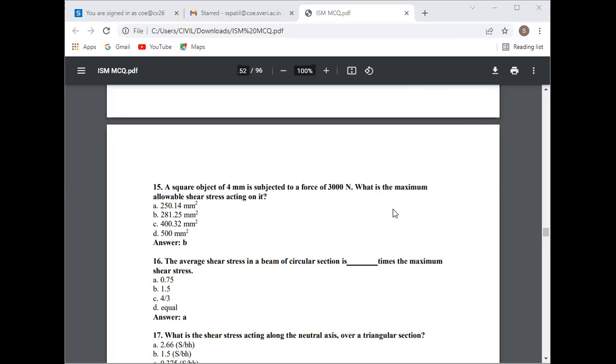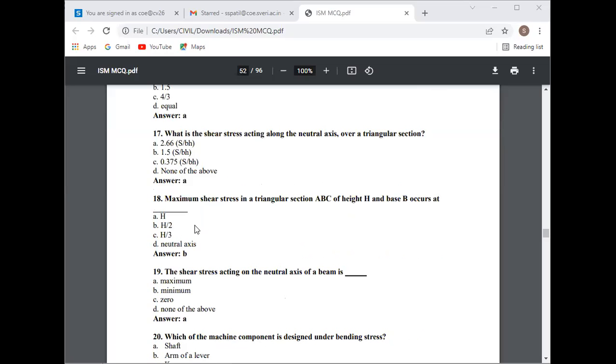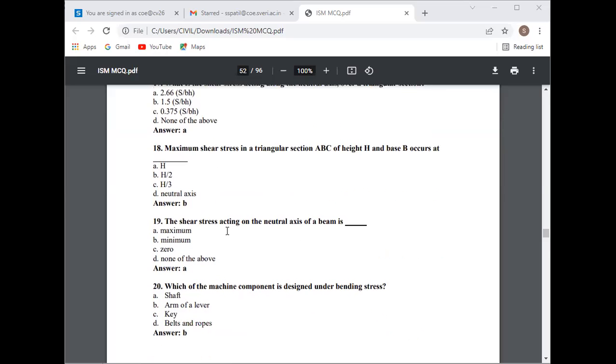Then we'll see some theoretical. Maximum shear stress in triangular section of height h and base b occurs at. हे लक्षात ठेवा, मॅक्सिमम शियर स्ट्रेस कुठे येतोय? न्यूट्रल ऍक्सिसला, म्हणजे h/2 ला. After that, the shear stress acting on the neutral axis of beam is maximum, minimum, zero, none of the above.